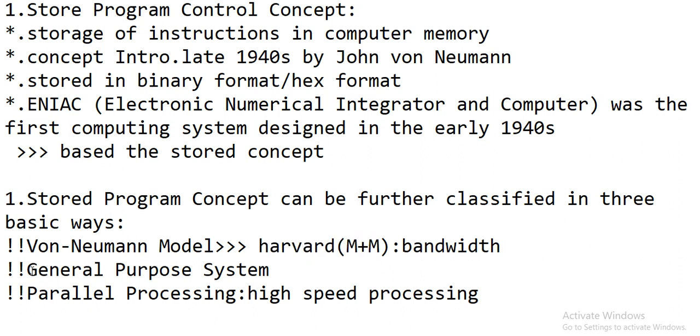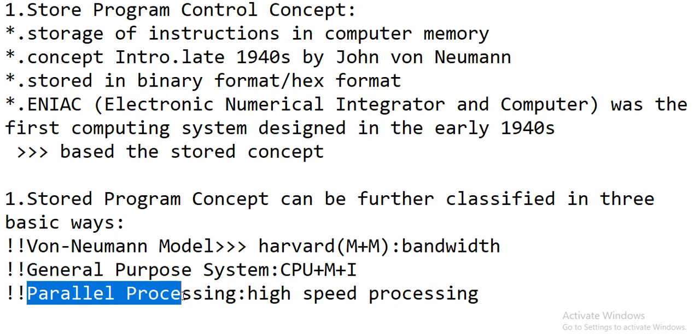Next is the general purpose system. A general purpose system is any kind of computer which contains the basic units like CPU, memory, input and output. Such a system is a general purpose system. Third is parallel processing.